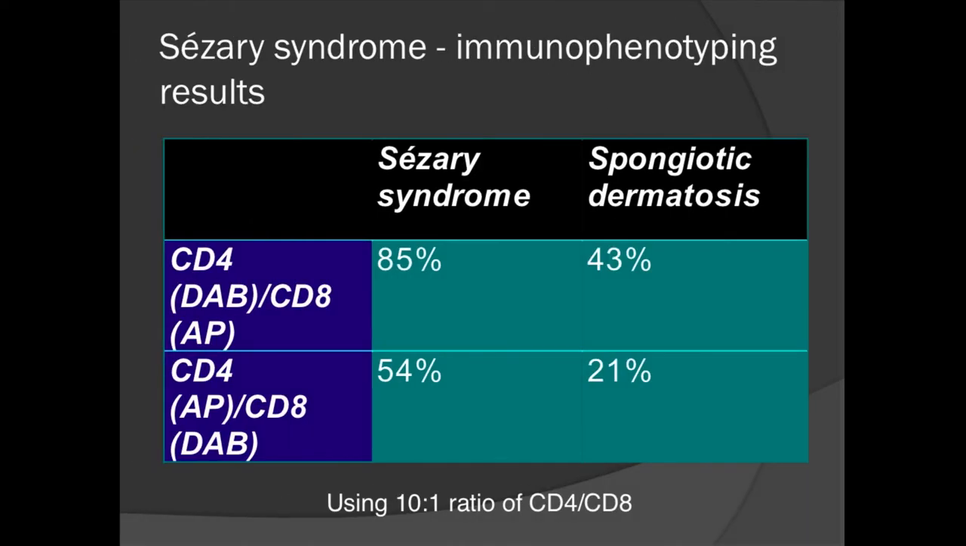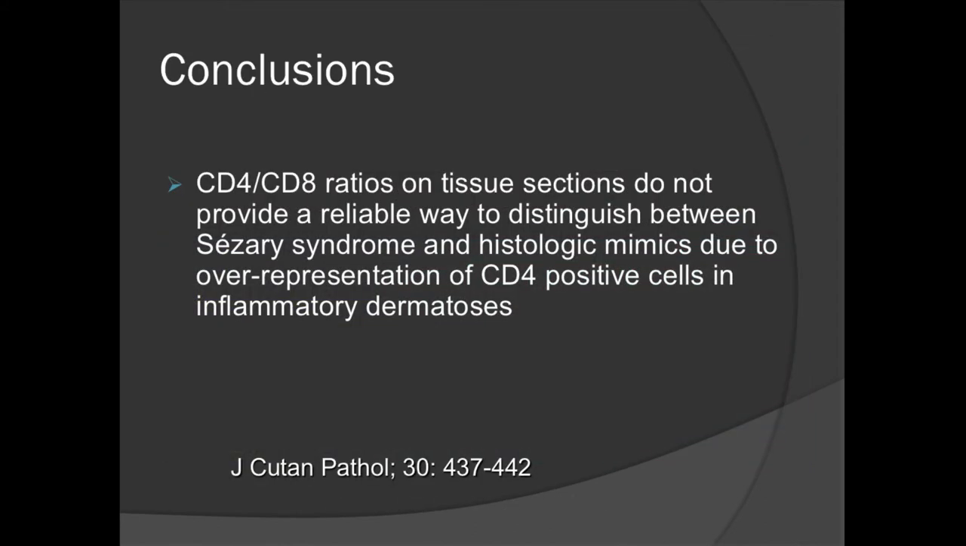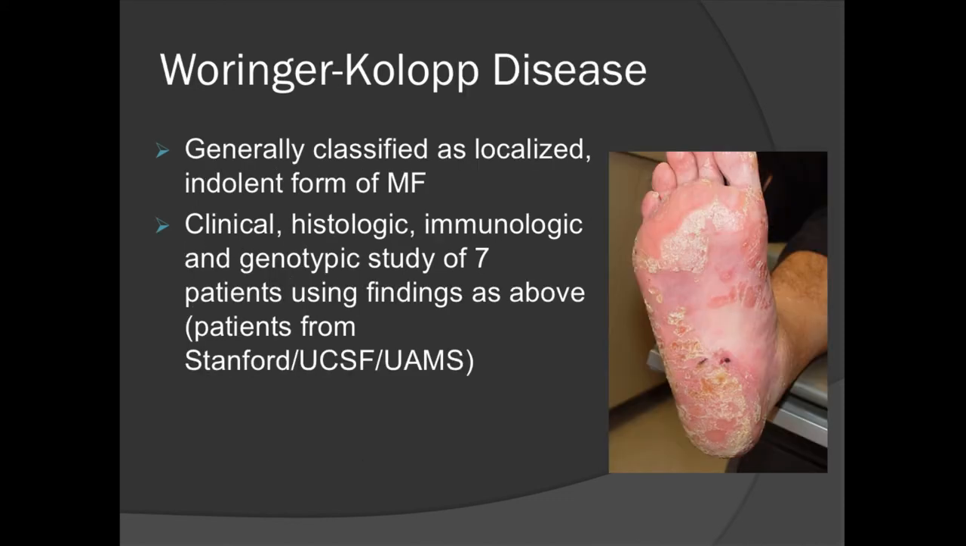And what we found is nothing. The sensitivity and the specificity come up with, don't do it on a skin biopsy. If you want to know what the ratio is, do flow on blood. Don't even bother with a skin biopsy. It's not helpful, so it's not reliable. It's not going to help you at all. Do flow cytometry in patients.